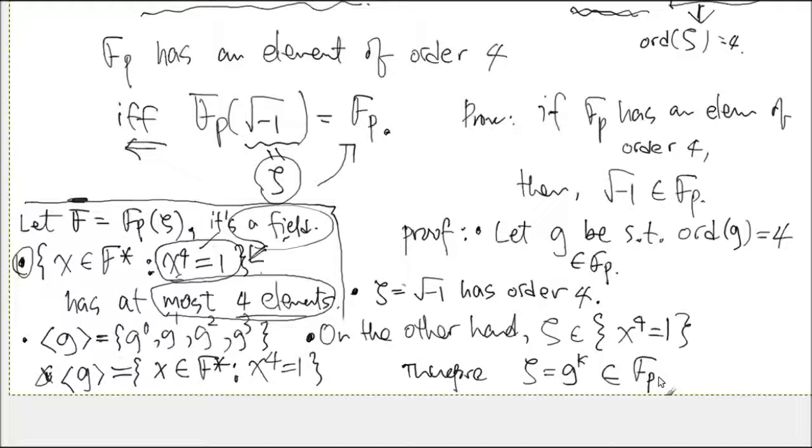Right? So let's go back in here. FP has an element of order 4. The zeta, we were just imagining it, right? The square of it becomes -1. It happened to be in FP, right? That imaginary number that we're thinking about is actually in FP.